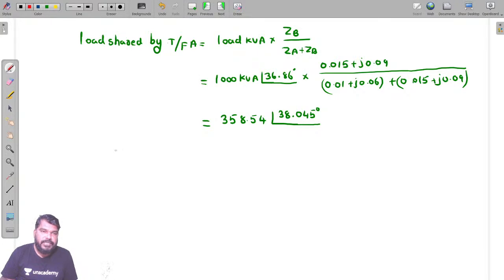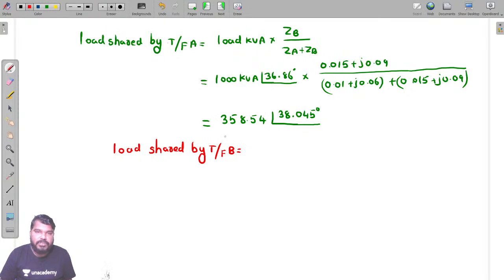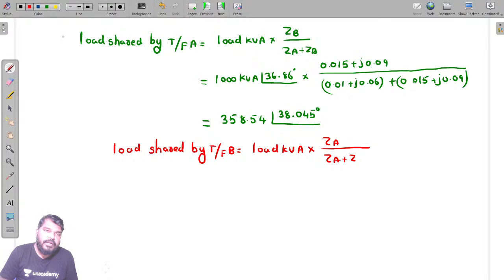Next one, load shared by transformer B. Yes, that's correct, very good. Okay, load shared by transformer B. What is the formula here? Load KVA into ZA by ZA plus ZB. So it is the load shared by transformer A, and the load shared by transformer B, ZA plus ZB.